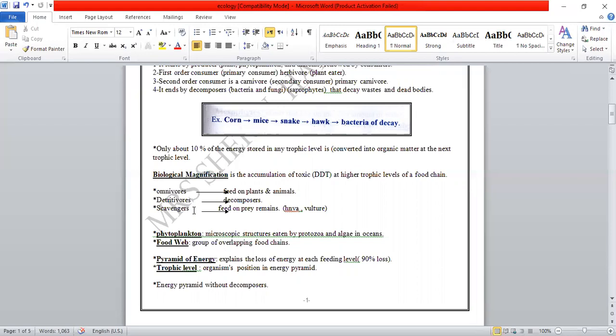When the mice eat corn, only 10% of the energy in the corn is transferred to the mice. Only 10% of the corn energy transferred to mice? Then where did the 90% of the corn's energy go? Where is it? Where did it go?